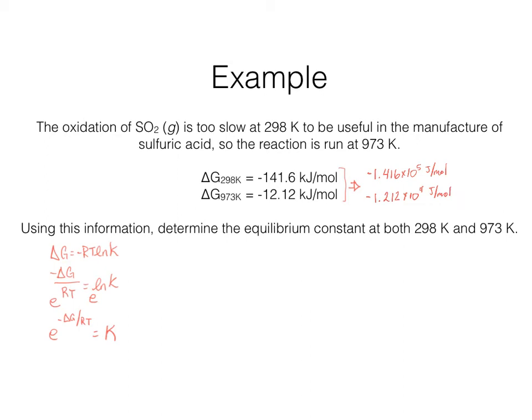Okay, so now I'm going to plug things in. Let's first do 298 Kelvin. And so I get e raised to the negative of negative 1.416 times 10 to the 5th joules per mole, divided by R, which is 8.314 joules per Kelvin times mole, and my temperature is 298 Kelvin, is equal to K. So this gives me e raised to the 57.15 is equal to K, and so K is equal to 6.62 times 10 to the 24th.